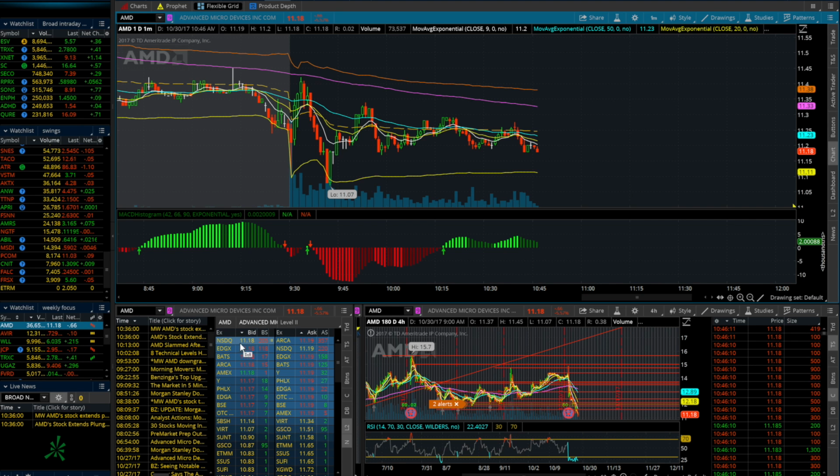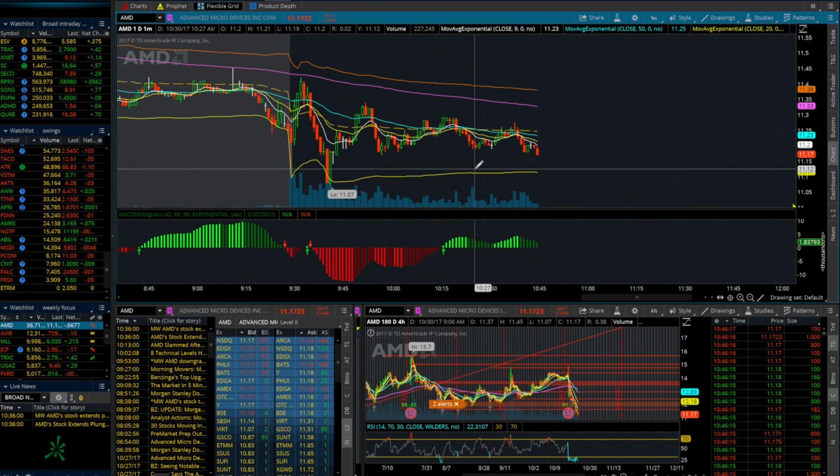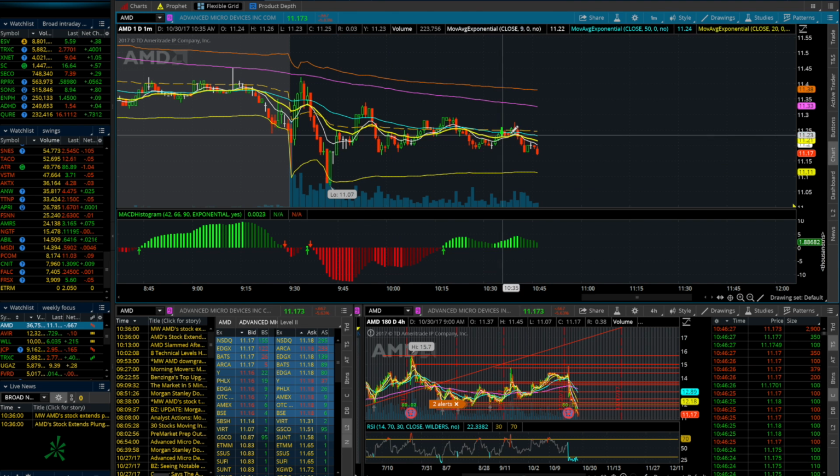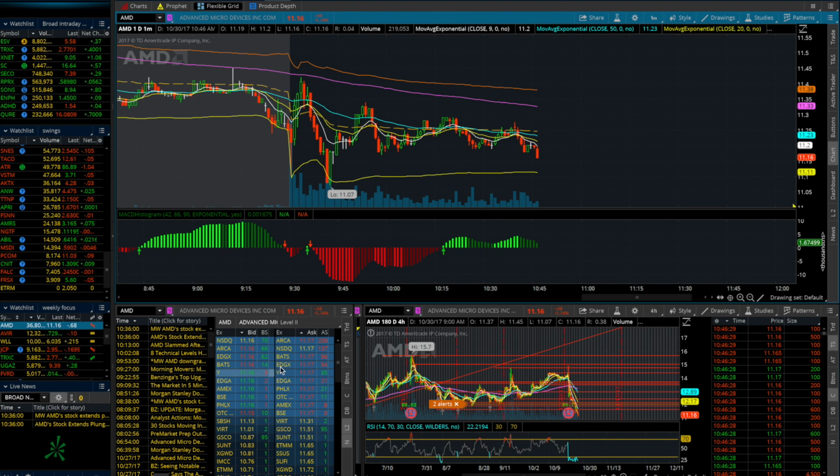So if this was a low float stock, meaning there's not that many shares available to trade, a big order like this would send this stock flying. But since AMD is a reputable company with a huge float, an order like this won't send it flying. It might send it up a couple cents. And the same thing with a sell. It won't send it down crazy.